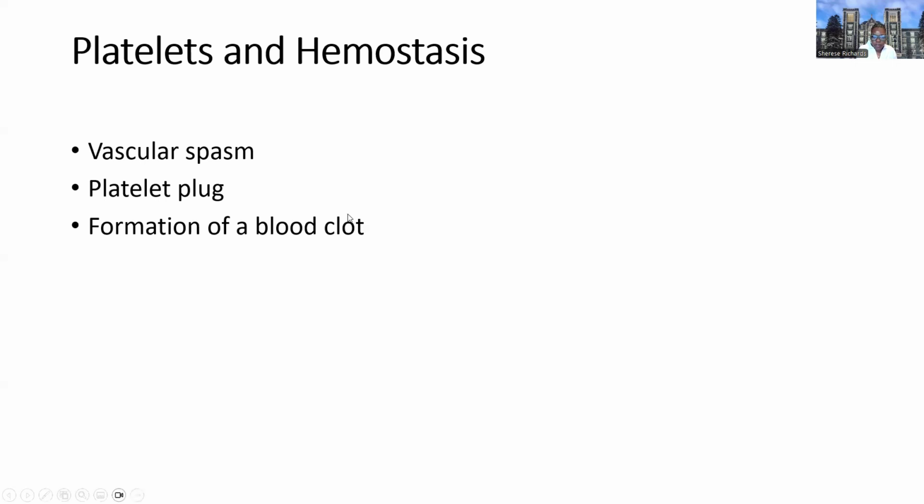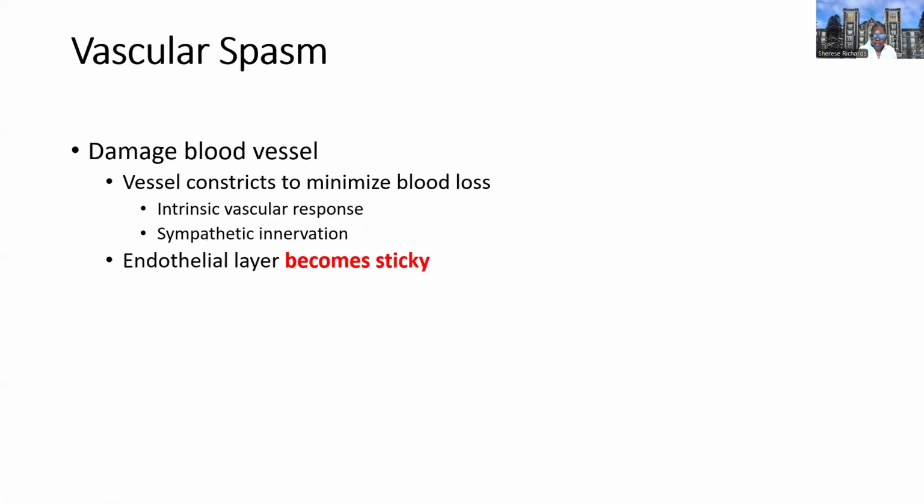So let's go over some of the details of this. A lot of factors involved here and a lot of various steps. So let's talk about vascular spasm first. So after we have injury to a blood vessel, let's say you have a paper cut or a larger injury, you damage your endothelium, which is what causes the bleeding, right? That damage triggers vasoconstriction, which is to minimize the blood loss.